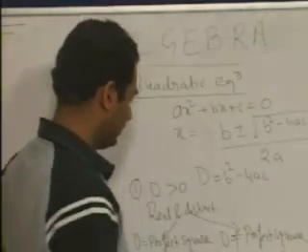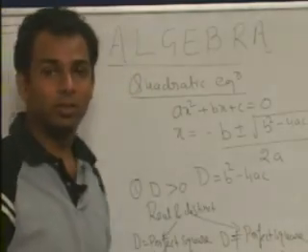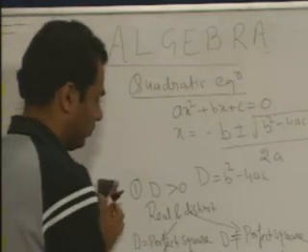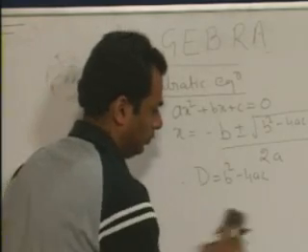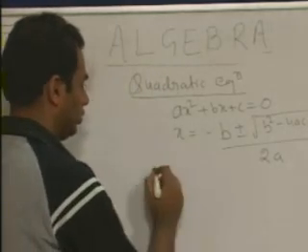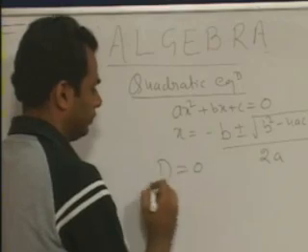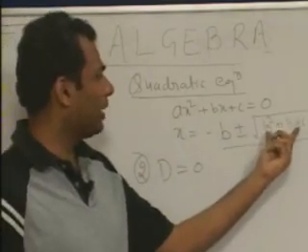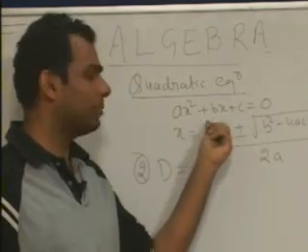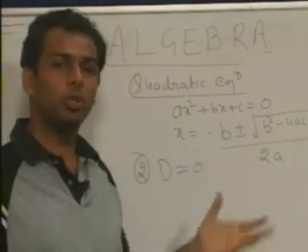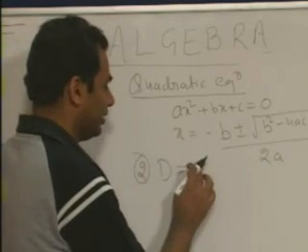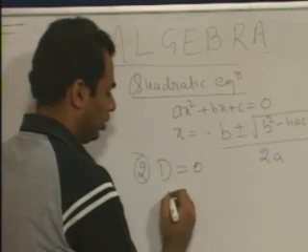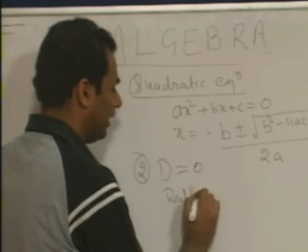The second case, when D is equal to 0. So when the discriminant is equal to 0, this particular part will be equal to 0. So we'll get x as minus b by 2a. So when x is equal to minus b by 2a, you can say that the roots are real and equal.